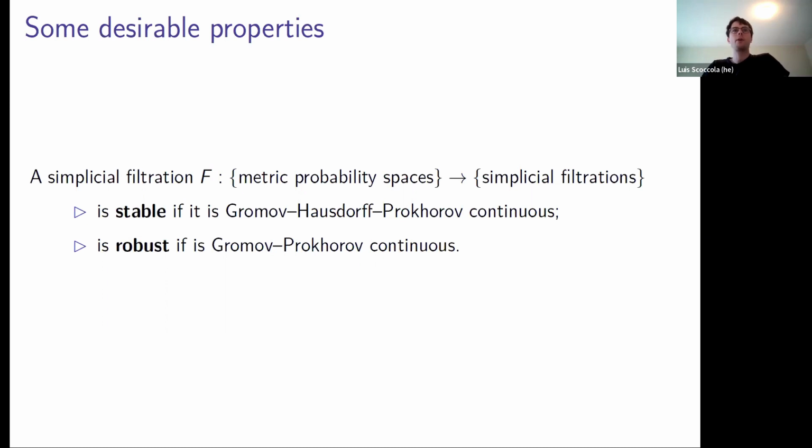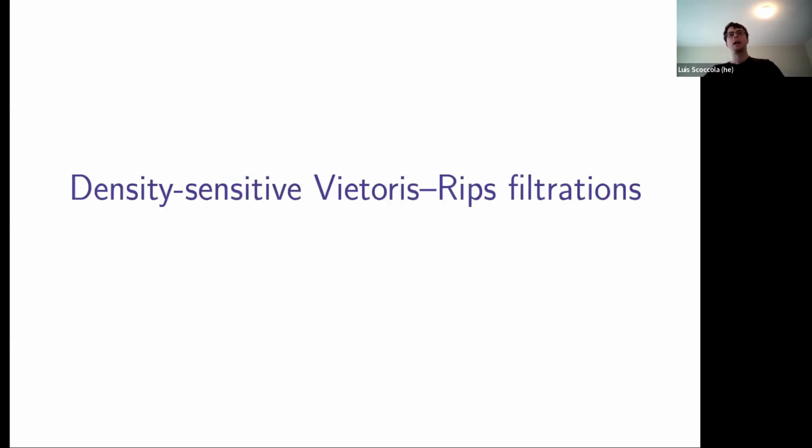Okay, and just a comment here. If you are used to the Wasserstein distance or to the Gromov-Wasserstein distance, you can basically think of the Wasserstein distance as being equivalent to the Prokhorov distance. This is essentially true. It's not Lipschitz equivalent, but in terms of convergence and in terms of uniform bounds, it is the same. Okay, so these are the two main properties we're going to be interested in, and let's see some of these filtrations.